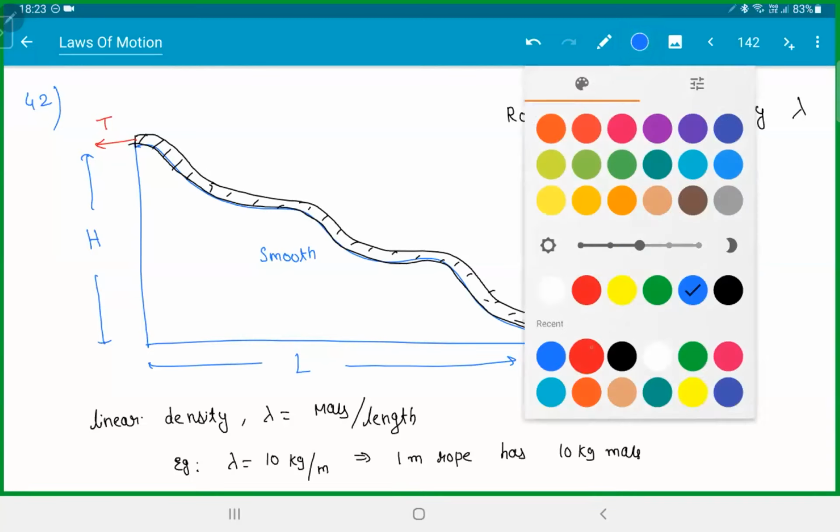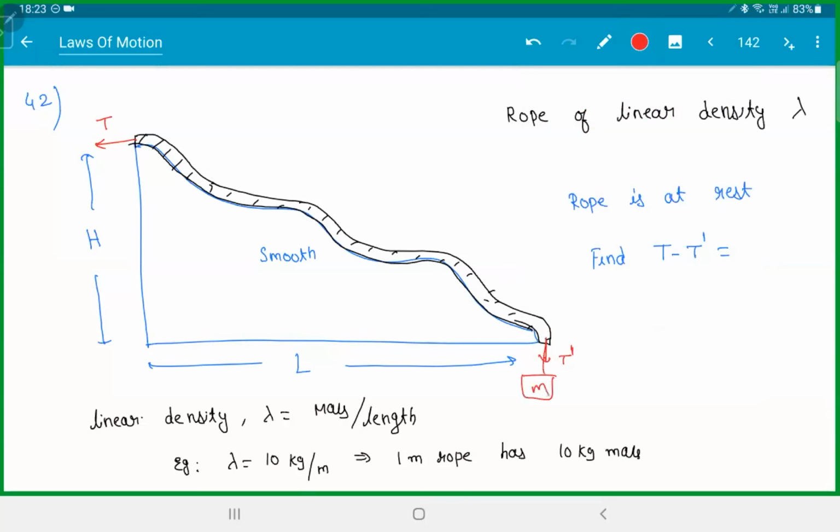Meaning, how can I ask you? I can tie a block like this, I can tie a block like this, and ask you to find the value of M minus small m. Same thing. So I'm asking you T minus T dash. T and T dash are the tensions at the ends. This is not a massless rope. The rope has a mass.